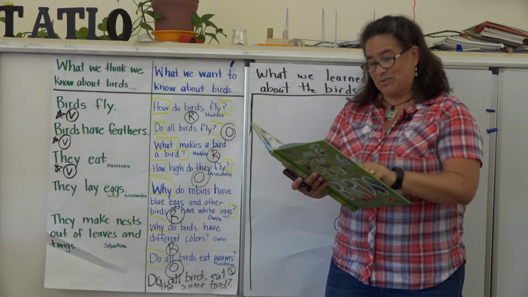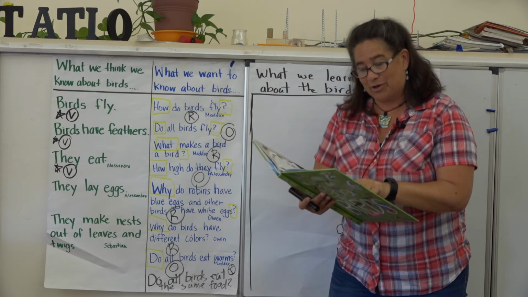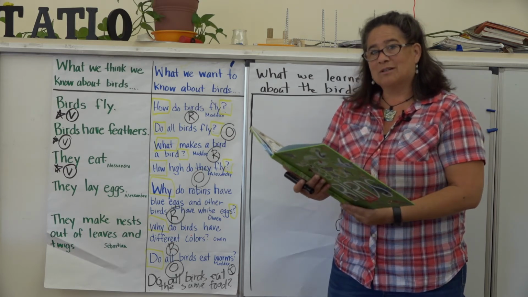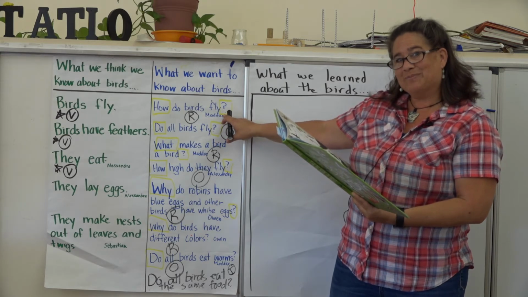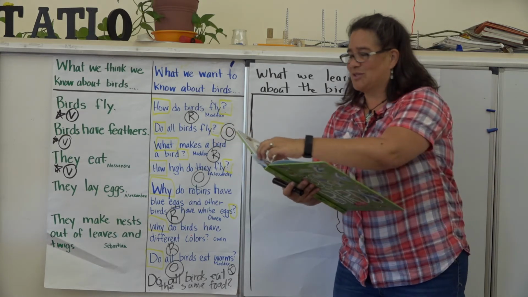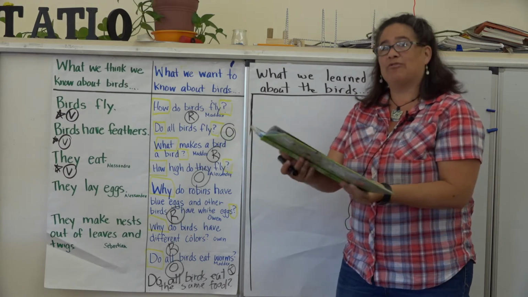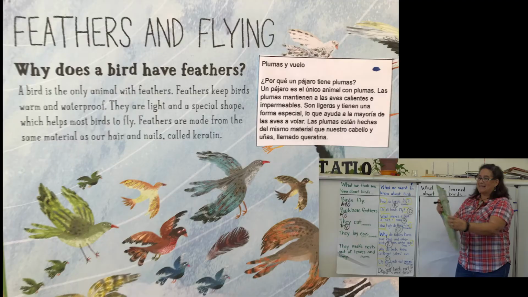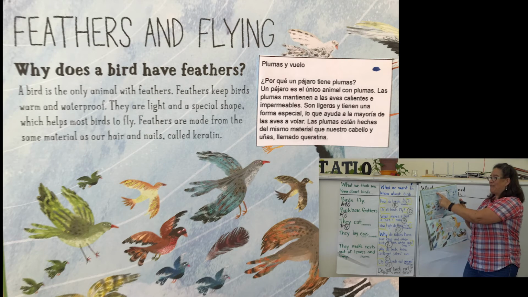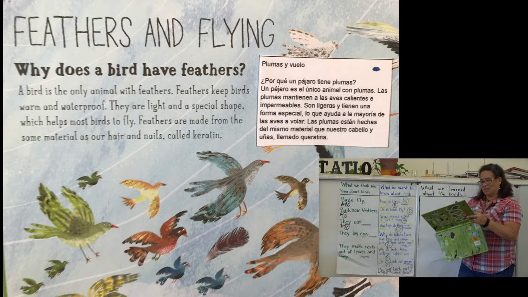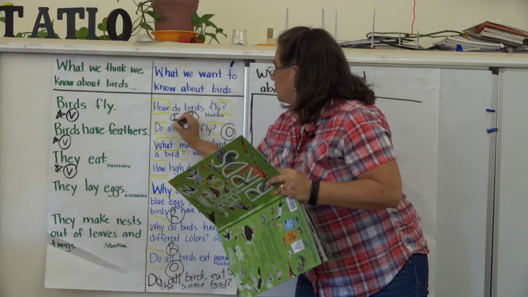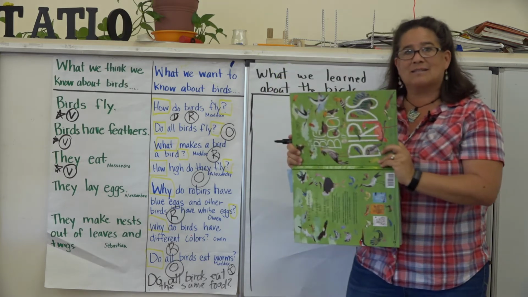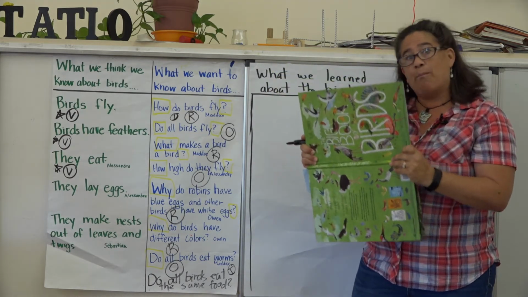I also see one that says birds on the move. Does that sound like it might deal with flying? Let's see. So, how do birds fly? It says feathers and flying. Why does a bird have feathers? So I'm going to put a T here because I'm using a text. I'm using words. I'm using a book to help me.